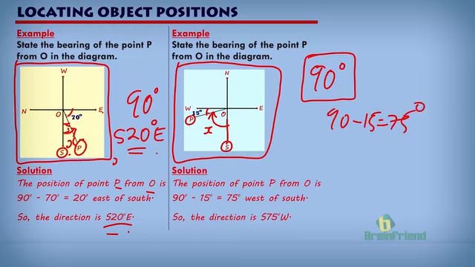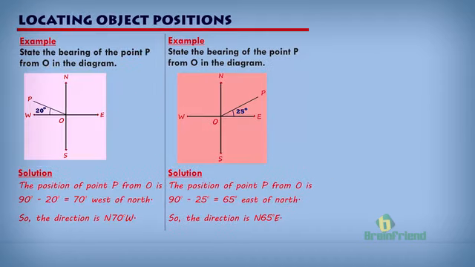Which gives us what? 75 degrees. So therefore, we have 75 degrees. But the direction is in what? Between the south and the west. We indicate that by saying south 75 degrees west. Very simple. Now let's take two more questions.